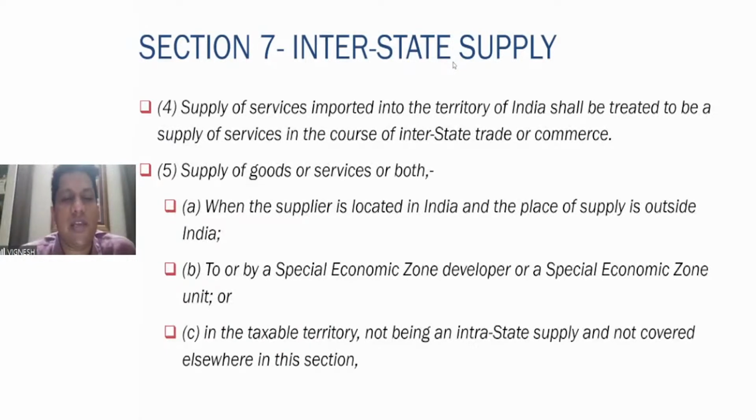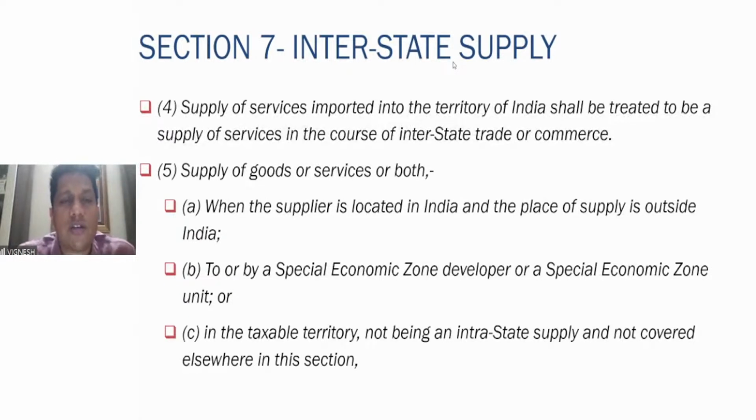Now we come to certain specific cases where it is an interstate supply. So what are those cases? Let us see. 7 subsection 5 covers goods or services or both. Very simple: 7 subsection 1 and 7 subsection 2 refer to goods, 7 subsection 3 and 7 subsection 4 refer to services, and 7 subsection 5 covers goods or services or both, but in specific cases. So what are these cases? First one, where the supplier is in India and the place of supply is outside India, something like an export of goods or an export of services. That is, the person who is supplying is in India, but the place of supply is outside India. So this is one option.